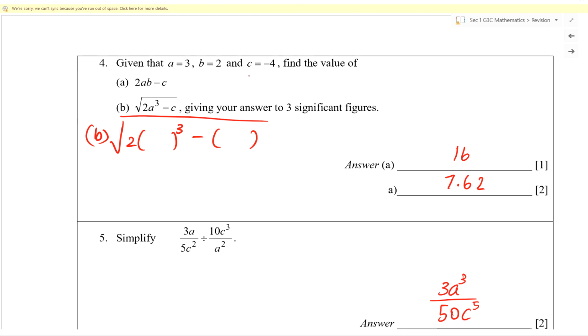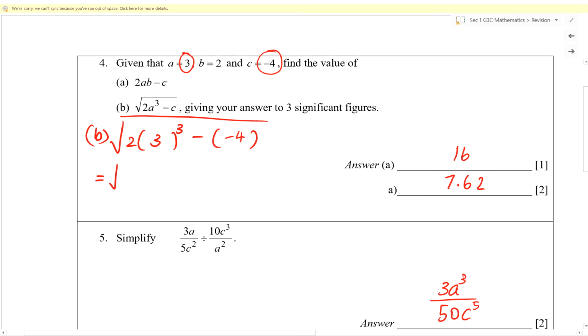They remain as positive. Okay, so let's substitute A. A has a value of 3. Put it inside. C has a value of negative 4. So over here, this shows you why the brackets can be useful to you. Okay? So next, 2 times 3 power 3 minus negative 4. You can key everything into your calculator straight away. But just for practice, let's do it mentally.